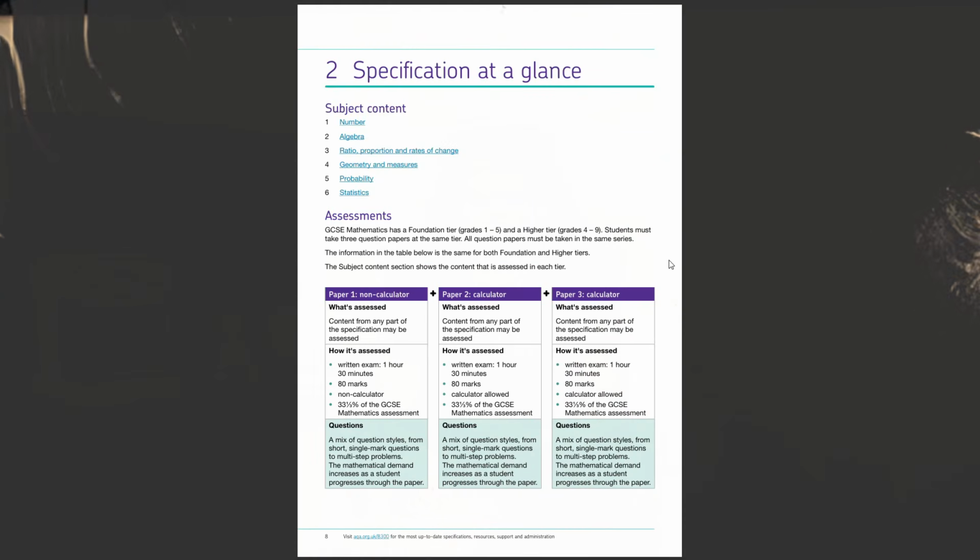So how does the AQA GCSE maths assessment actually work? Let's break it down. GCSE mathematics has a foundation tier and a higher tier. The foundation tier has grades from 1 through 5 and the higher tier has grades between 4 and 9. Students must take three question papers of the same tier and all question papers must be taken in the same series. Now let's understand what the same series means.